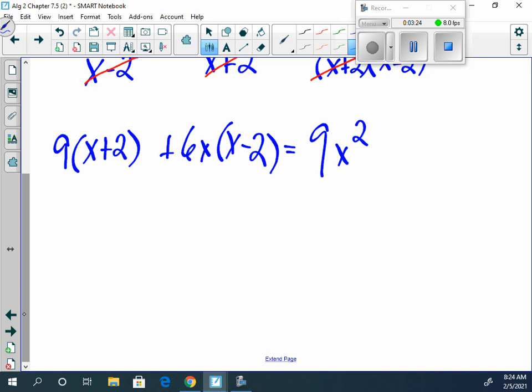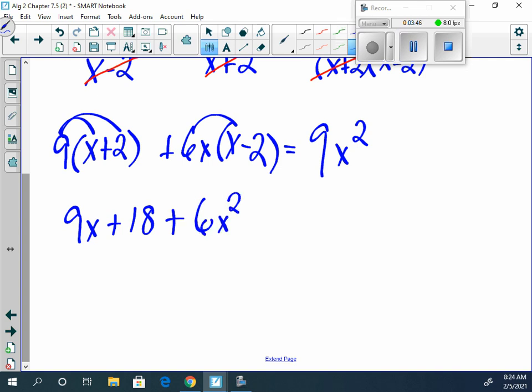Okay. Now what? Yeah, we would distribute the 9. We want to simplify out these sets of parentheses. Well, 9 times x is 9x. 9 times 2 is plus 18. Yes, 6x squared. 6x times x would give us 6x squared. And 6x times negative 2, negative 12x, equals 9x squared.